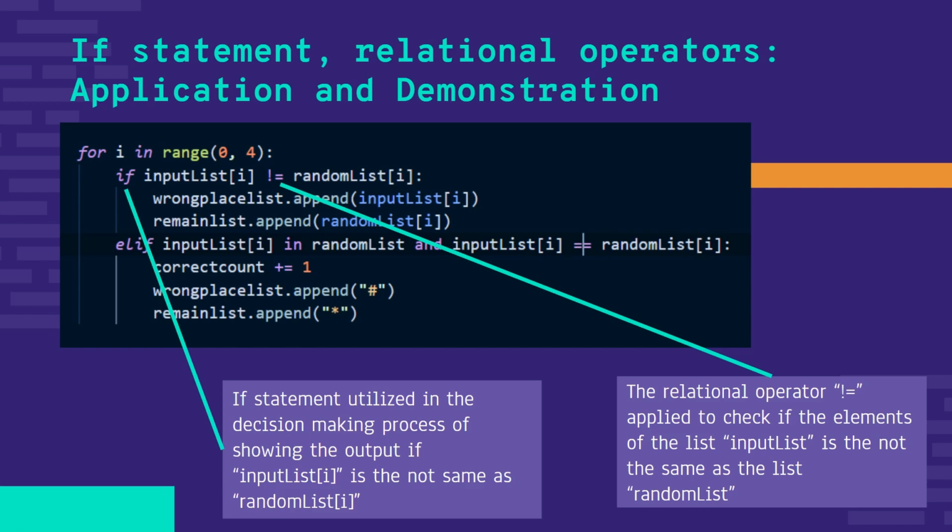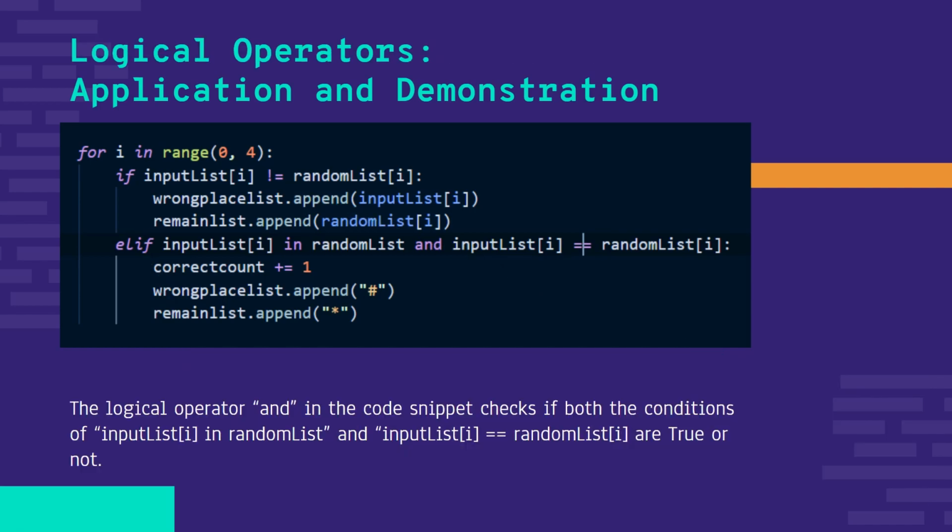If the condition is not true, it will go to the else if statement and check if that condition is true or not. The logical operator AND is also used in this program to decide if both the conditions of the else if statement are true or not. Only when the element of the input list variable of an index is within the random list, and the element of the same index number is also equal to the element of random list at the same position, will this condition be evaluated to be true.